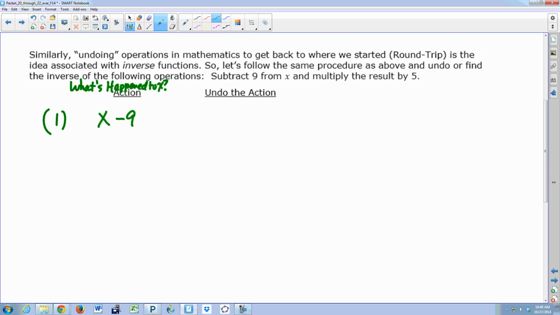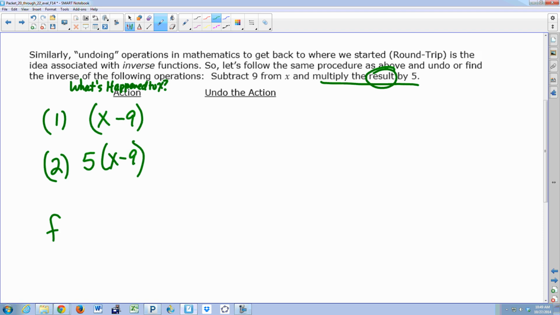Now anything I do to this, I'm doing to the whole thing. So I better put that in parentheses, just in case I have to multiply it by something or divide it by something or raise it to a power. You always want to put it in parentheses. Then it says multiply the result by 5. The word result is captured right here with the parentheses. So multiply the result by 5. Okay. So if I put this in functional form, this is what it would look like. This is what my function says to do. I subtract 9 from x, and then I multiply the whole thing by 5.